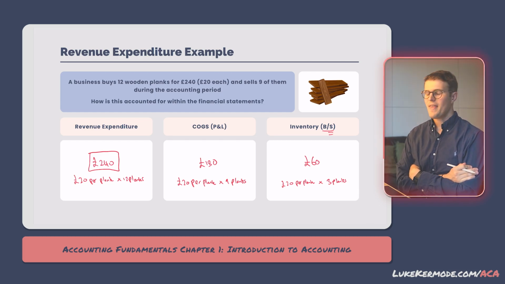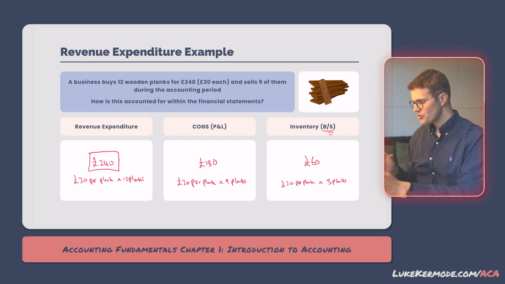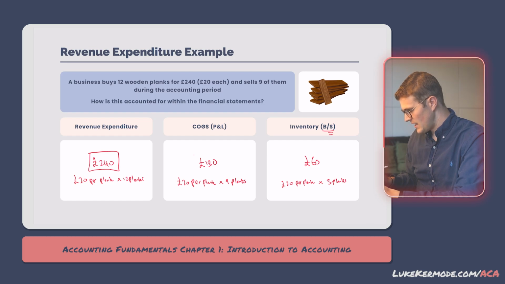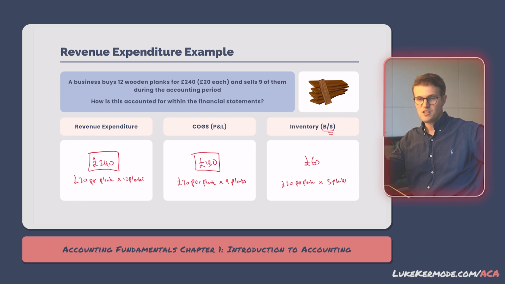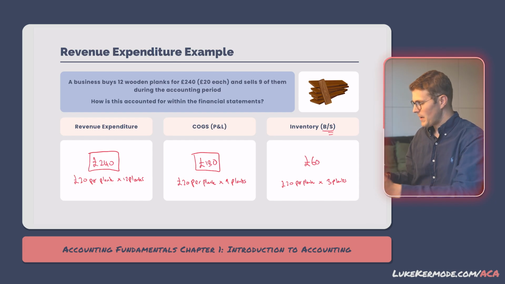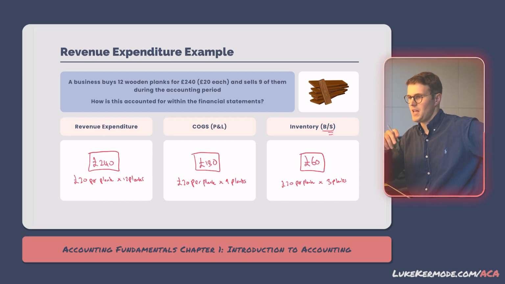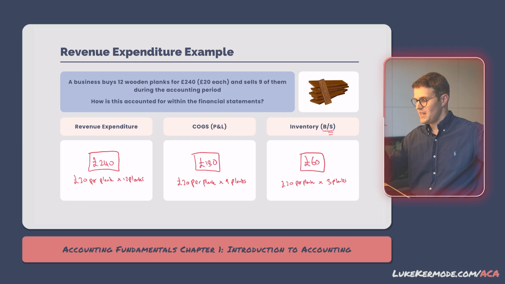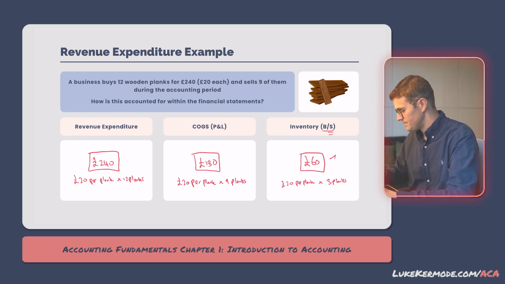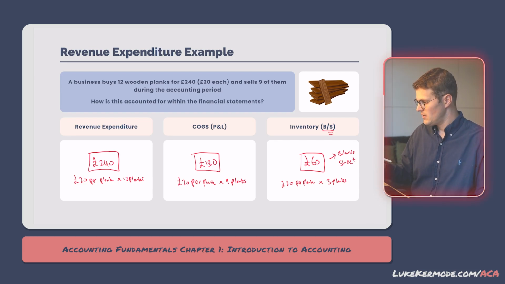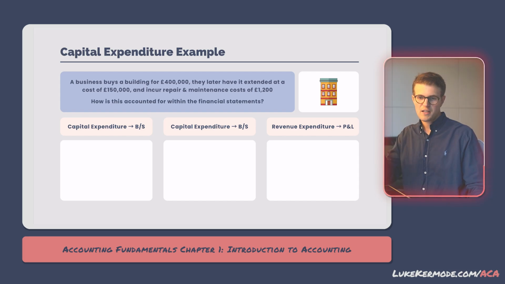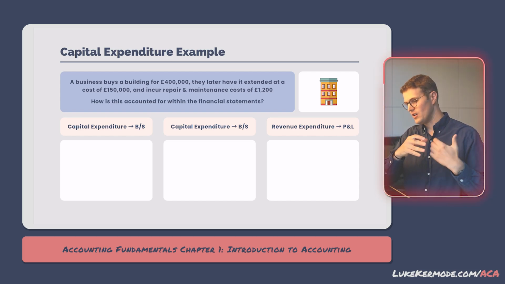The key thing to understand though is when that expenditure is recognised. £180 worth is recognised in the income statement in the current period because 9 planks have been sold. So that £180 needs to be recognised as cost of goods sold. Whereas £60 worth is not going to be recognised in the income statement in the current period. For now, it's going to sit on the balance sheet as inventory, and it'll be moved to the income statement when it's sold. Now let's look at an example which brings together both capital and revenue expenditure.